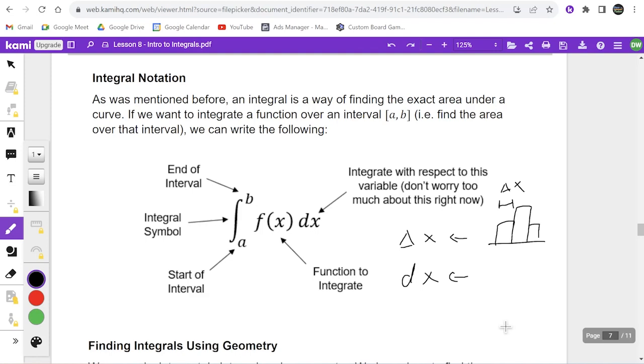Basically, what do you need to know about dx? Here's what you need to know about dx. You start a sentence with a capital letter. That's what the integral symbol is. You end a sentence with a punctuation mark. Dx is your punctuation mark, okay?